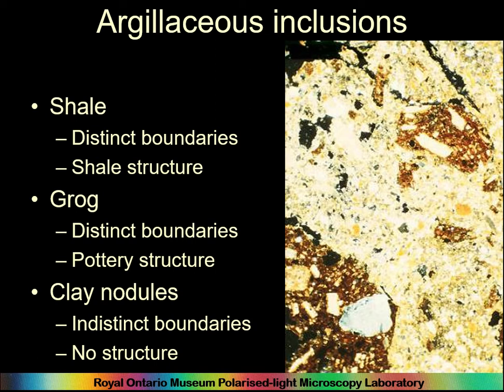Just as long as you have enough to stick it all together again. This will have distinct boundaries. The internal structure will be pottery-like, so it'll look like the rest of the pottery, only be different. And another thing you'll get will be clay nodules. So the thing I just showed you actually probably had a clay nodule in it. It wasn't any other type of argillaceous inclusion. And this is what you'll get when you're mixing clays together.